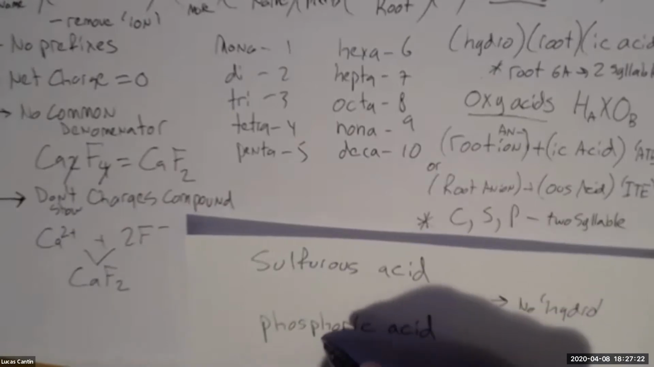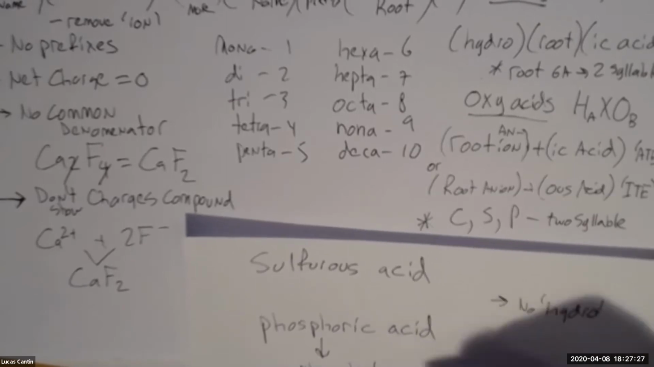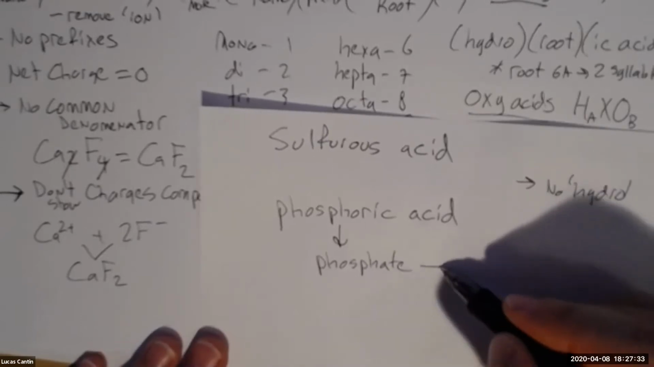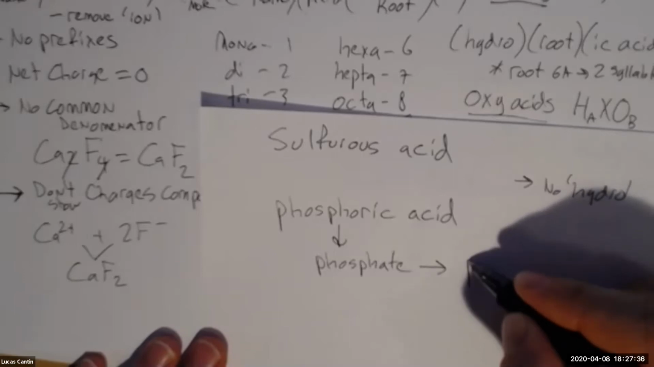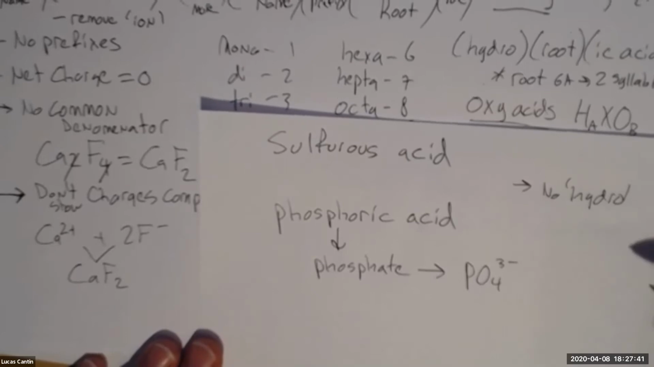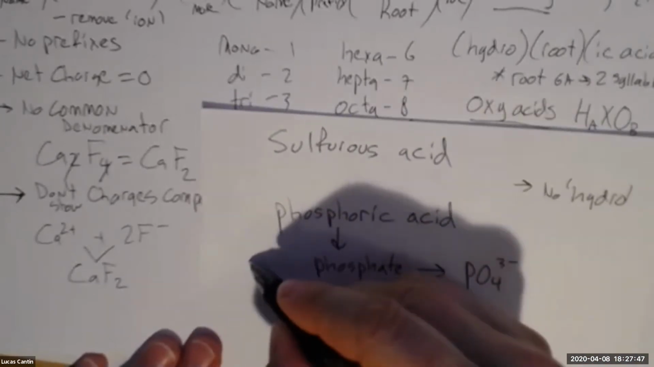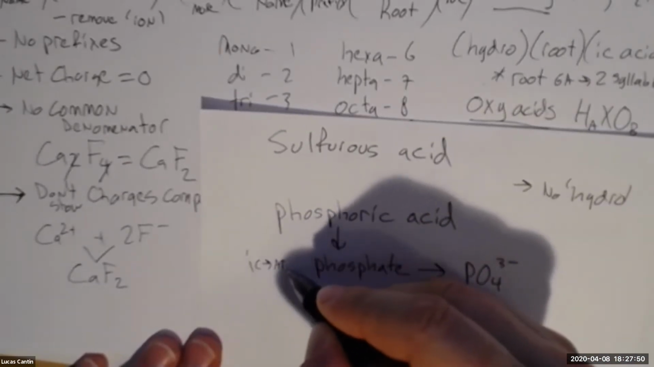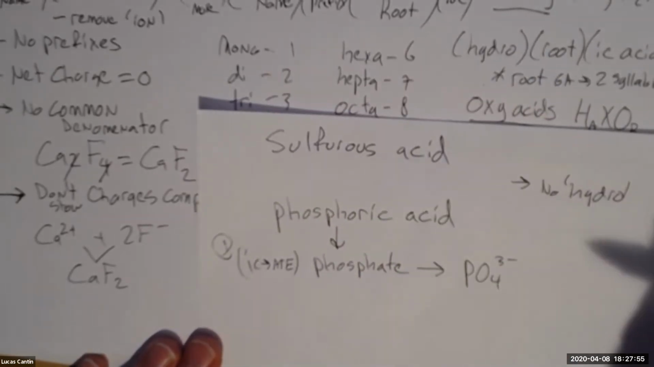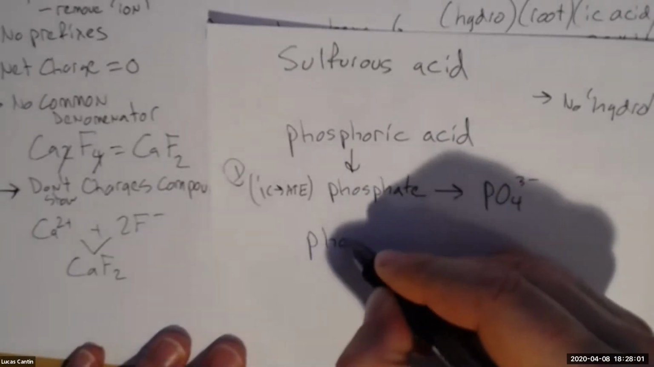So if it's phosphoric, it came from phosphate. And so then I have to know phosphate. I have to say to myself, okay, phosphate is PO4 3 minus. There's kind of a decision tree. So if it's an ic, then I end with an ate. That's kind of the first step, right? Actually, let me rewrite this. Okay, so phosphoric. Let's do phosphoric acid.